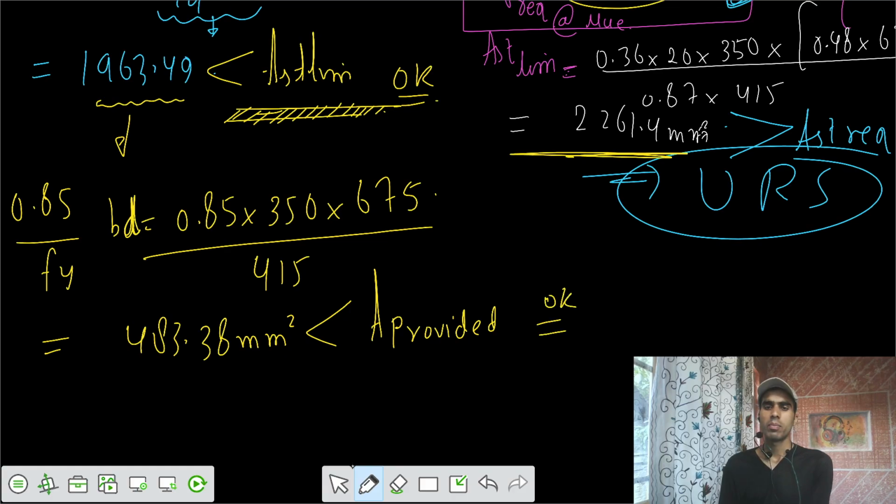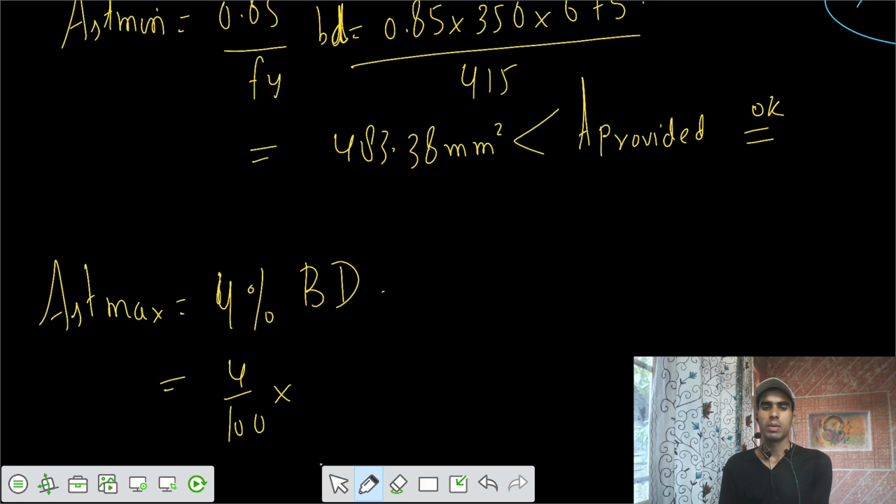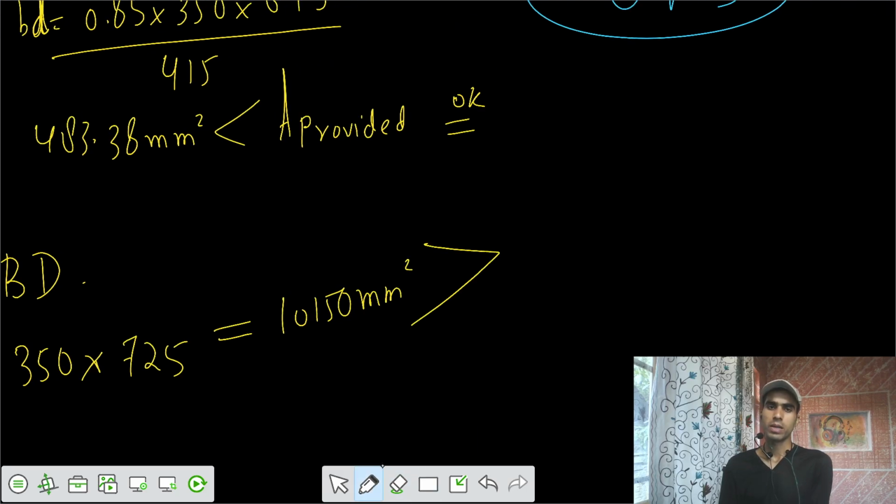Now the maximum condition: AST maximum is 4% of capital BD. B is your 350, capital D was 675 plus 50, 725, and that value equals 10150 millimeters square. That is a bigger value, so that's bigger than AST provided. So that's also safe. So all those conditions are safe.